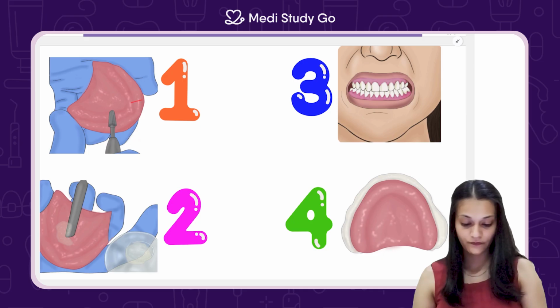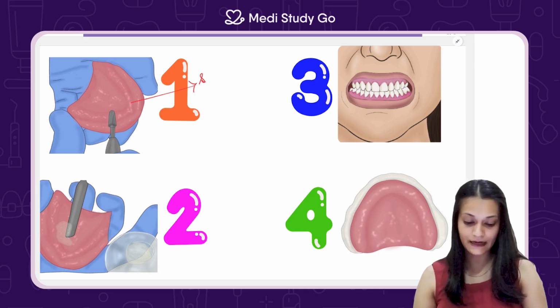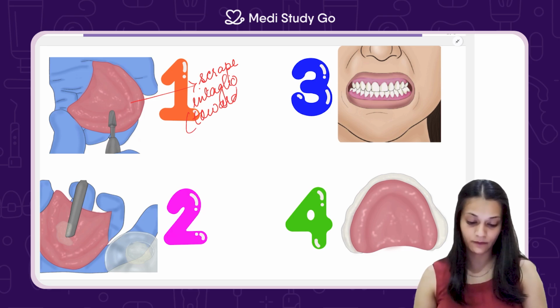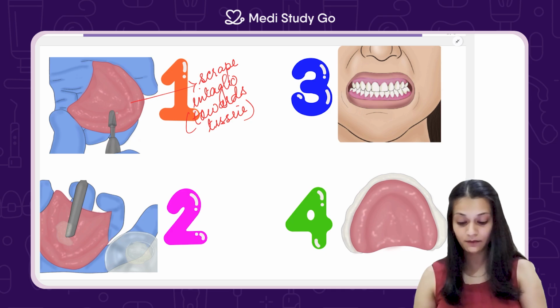First thing is that you scrape the intaglio surface. Always remember that towards tissue. The denture surface that comes towards tissue is being scraped. Why are we scraping it? Because I want to create space for my tissue conditioner.